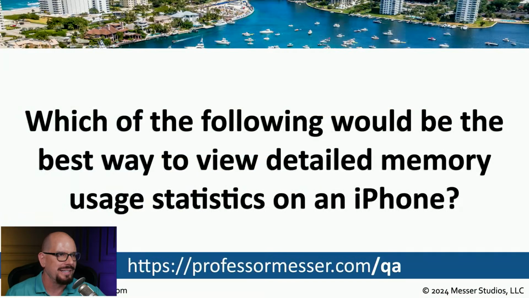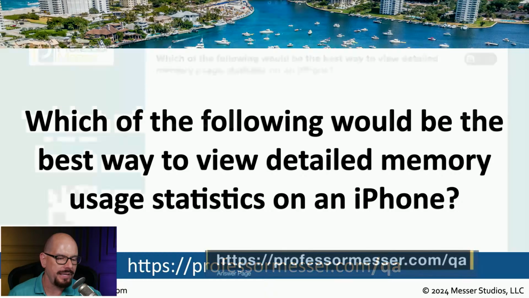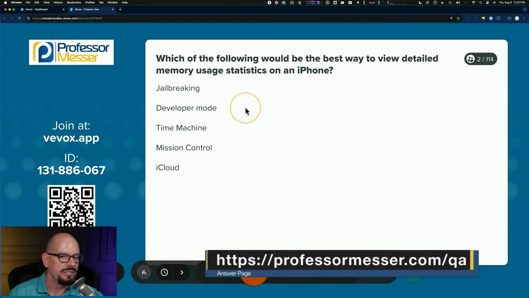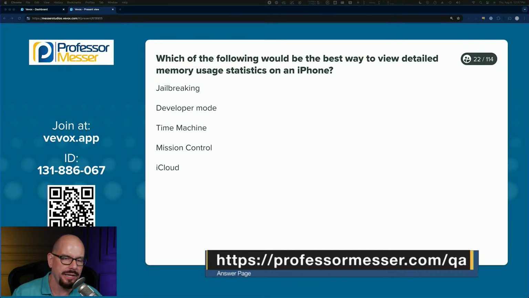Next on our list is this one. This question asks, which of the following would be the best way to view detailed memory usage statistics on an iPhone? Would it be jailbreaking, developer mode, time machine, mission control, or iCloud? The question again asks, which of the following would be the best way to view detailed memory usage statistics on an iPhone? Would this be jailbreaking, developer mode, time machine, mission control, or iCloud?